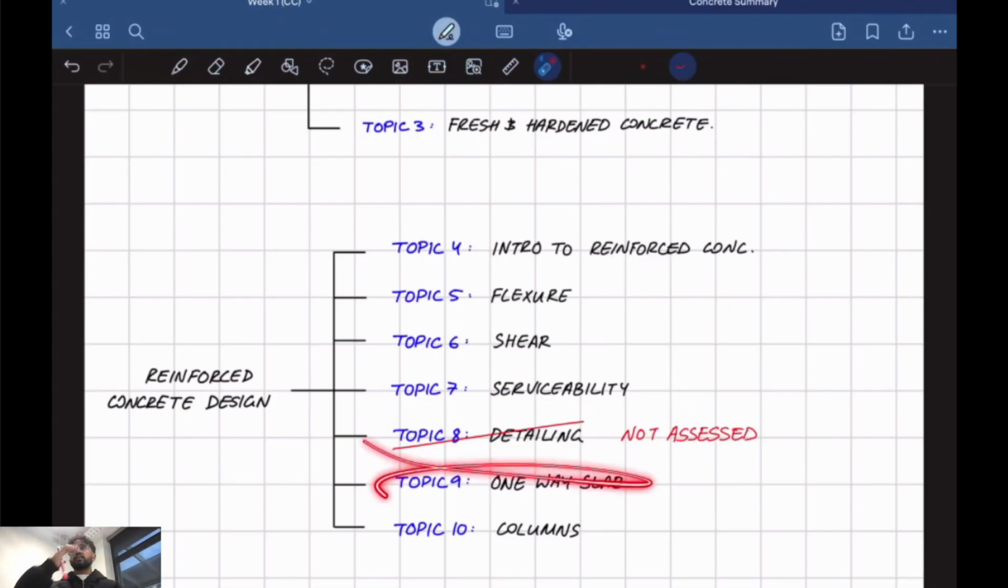Then we take a look at one-way slabs, right? It's pretty much a combination of everything that we've done, but instead of it being one singular beam, we're going to be taking a look at a slab, right? And then you look at the design of columns, right?